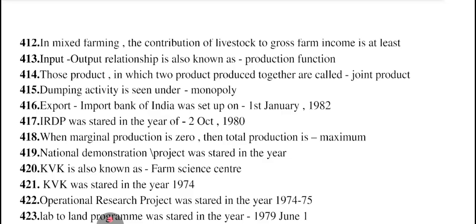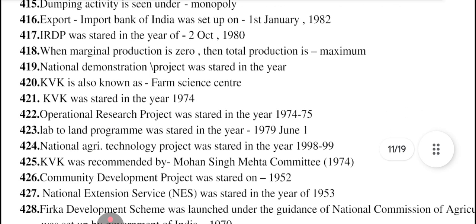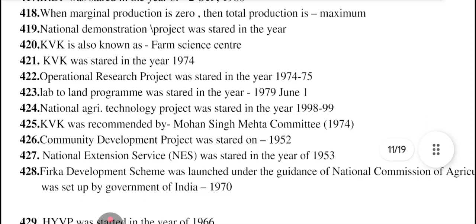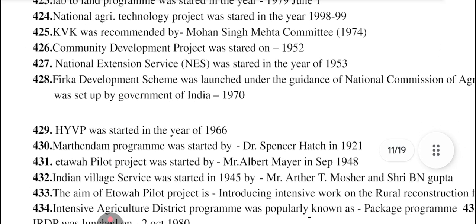National demonstration project was started. KVK is also known as Farm Science Center, was first started in 1974. Operational research project was started in 1974-75. Lab to Land program in 1979. National Agricultural Technology Project started in the year 1998-99. KVK was recommended by Mohan Singh Mehta Committee in 1974.